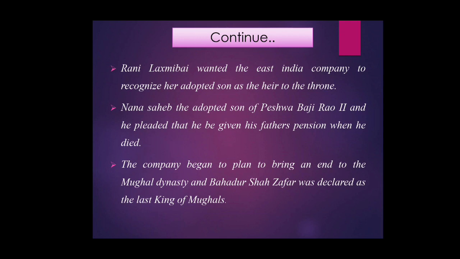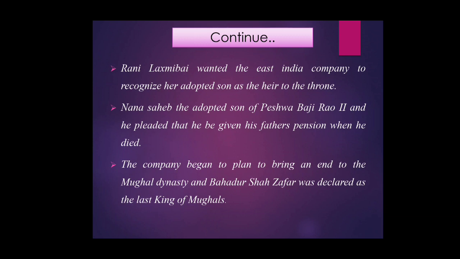So that was happening, but Rani Lakshmibai rebelled against it, and she said, please give permission to my adopted son to become the king in that area, Jhansi. But it was not accepted. Then Nana Sahib, the adopted son of Peshwa Baji Rao, pleaded that he be given his father's pension when he died. Again, he was an adopted son, so in the case of an adopted son, no pension was given.